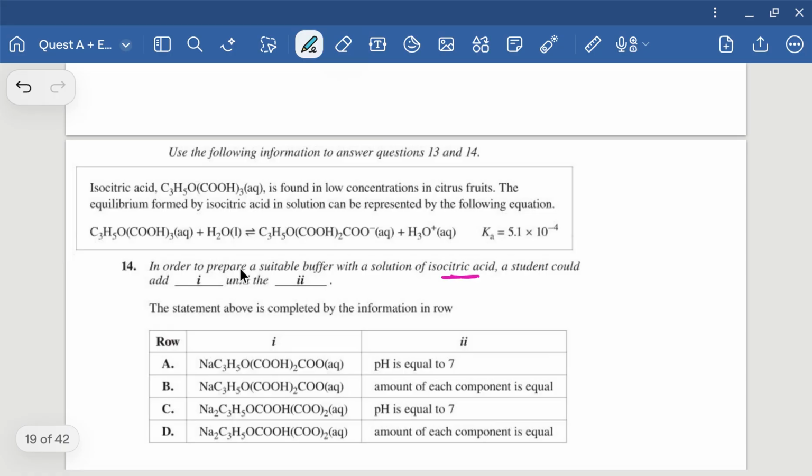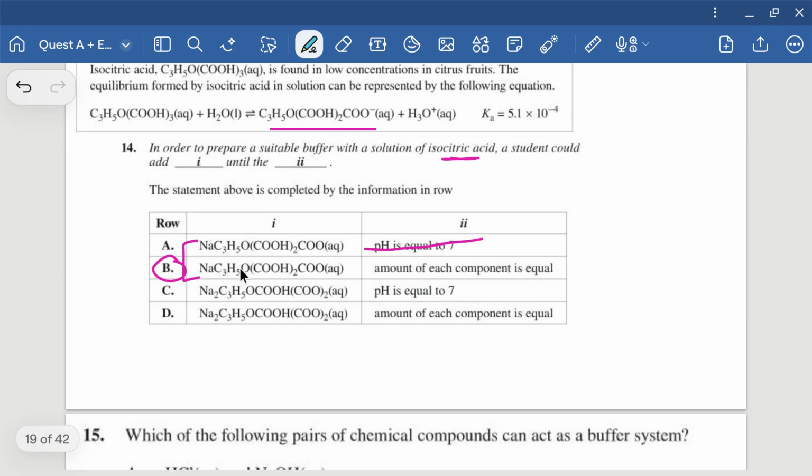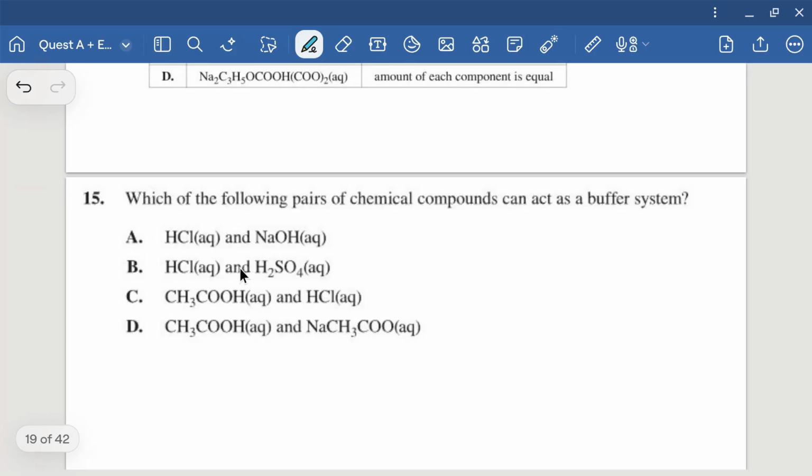And it's going to react with the base part of your system. So that would be with the ion present, one of these first 2. And then when you are adding to a buffer, you want to maintain its pH. So we're not adding till your pH is equal to 7. You're adding enough just to resist that change in pH, and that is going to be B.